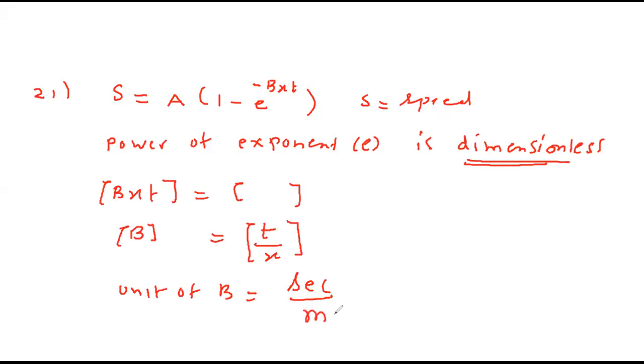Sir, it will be 1 upon xt. Oh, yes, yes. What is going wrong today? Yes, 1 upon. So it will be 1 upon meter second. Just check whether this way they have given the option. Yes, both, sir. They have taken it negative. A is the correct answer. Perfect. A.